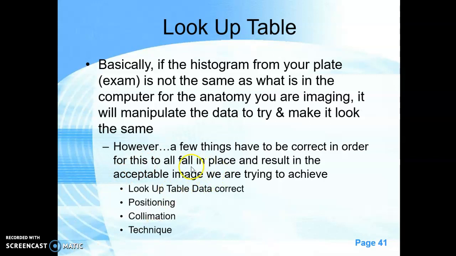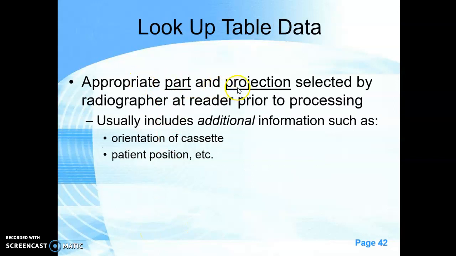Some things do have to be correct for all of this to fall into place and have a good image. So the lookup table data has to be correct. Of course, your positioning has to be correct, centered to the image receptor. Collimation needs to be equal and centered, and of course, correct technique. Appropriate part and projection selected by you at the reader has to be in place prior to processing. You might also have to select things such as the orientation of your image receptor. Was it portrait? Was it landscape? Patient position. Was the patient AP for a chest x-ray? Were they PA? Was this a pediatric patient? Etc.